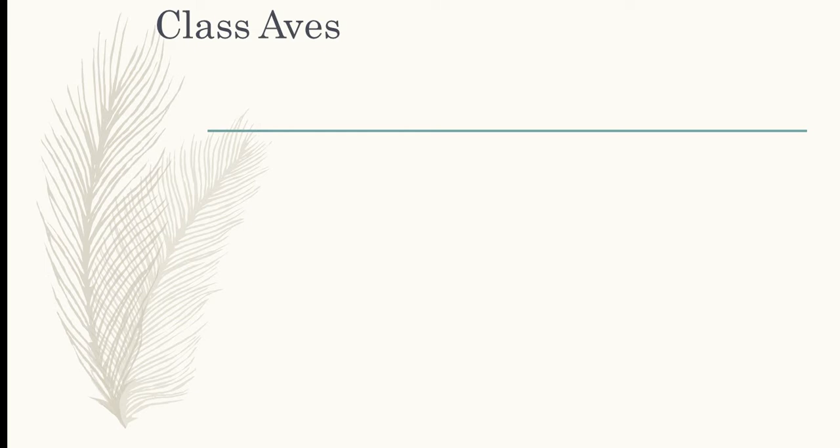So aves is referring to birds. So class Aves, and here are the characteristics we have of it. By the way, plural of that is avis. So avis would be a bird. First of all, they're endothermic. Do you remember what that means? It means they're warm-blooded. They are able to keep a constant body temperature no matter what the environment is.